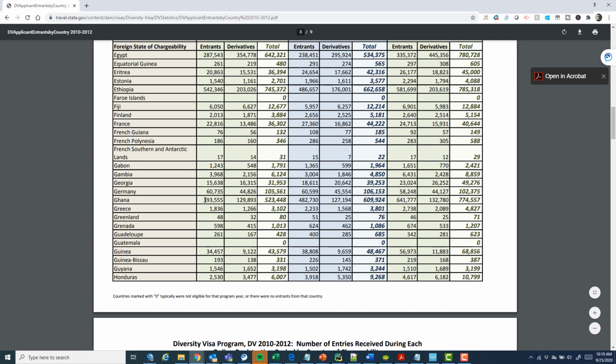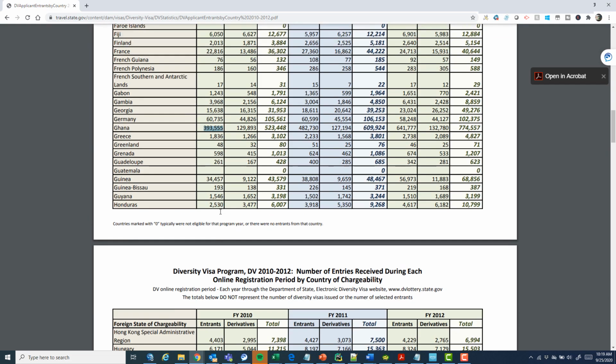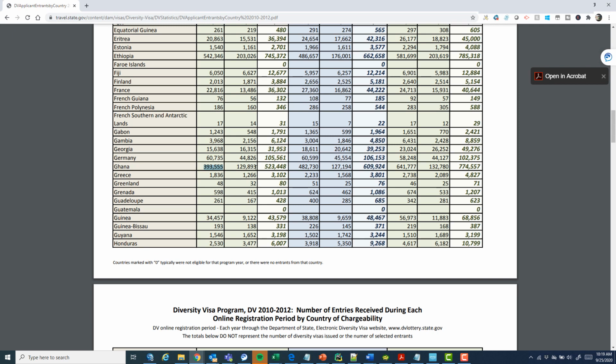So Ghana had 400,000 entries in 2010, right? And the proportion of derivatives is somewhat reasonable. It's a higher proportion compared to that number. Then you see in the next year 482,000 entries, and the derivatives portion stays roughly the same. That's odd. Why is there nearly 20% more entries, but the rate of people entering with family stays the same?